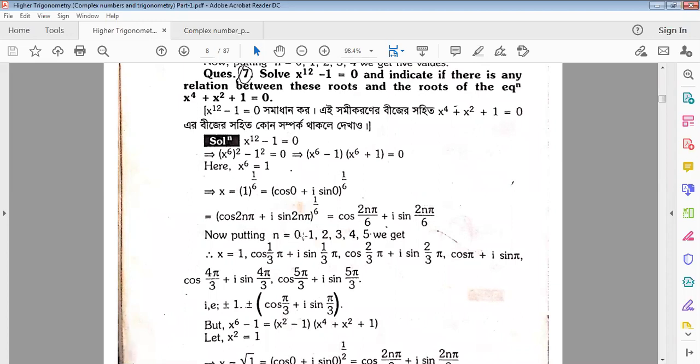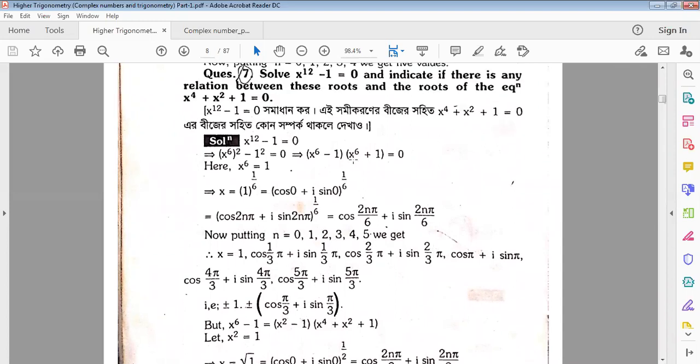Now putting k equals 0 to 5, that is 0, 1, 2, 3, 4, 5, we get 6 values of x. If k equals 0, then only 1. If k equals 1, then cos this plus i sin this. If k equals 2, then cos 2 pi by 3 plus i sin 2 pi by 3. Then if k equals 3, k equals 4, you will get this one, and if k equals 5, then the last one. Understand?